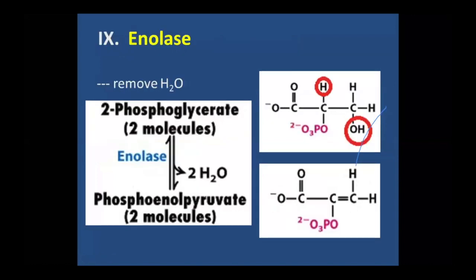Second to the last step would be enolase. Enolase removes water. So we have the H coming from this position and the hydroxide coming from this position. Okay? So pag nag-combine yan, lalabas na po siya as water. And the resulting molecule would be phosphoenolpyruvate. Again, 2 molecules of this.